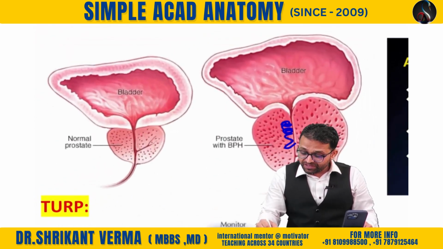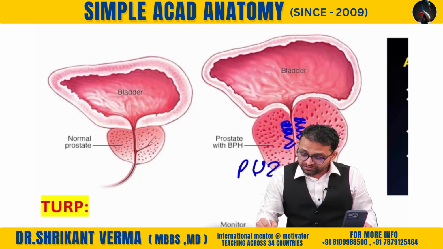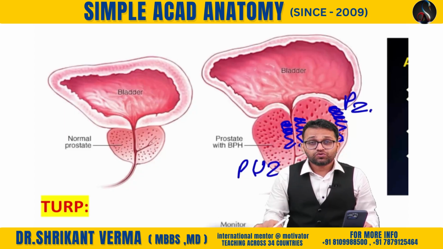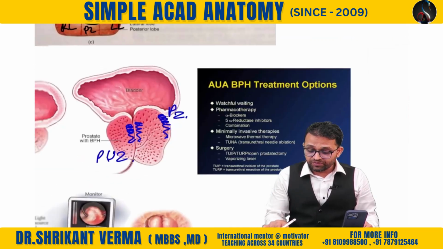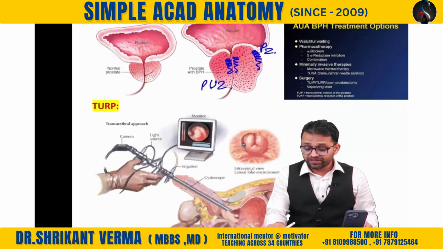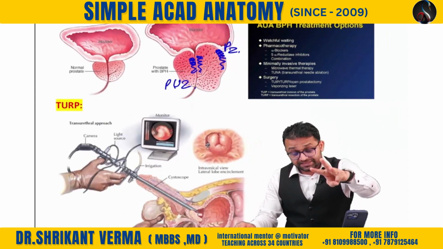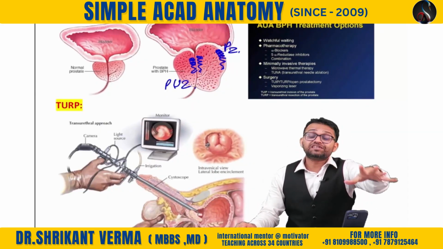Remember better, the BPH occurs in the urethral zone, but the prostate cancer occurs at the peripheral zone. Okay, getting the point? So in case of the BPH, what was the clinical scenario? I told you, any old patient is coming to you with the frequency, hesitancy, and urgency. Definitely, it is the case of the BPH.